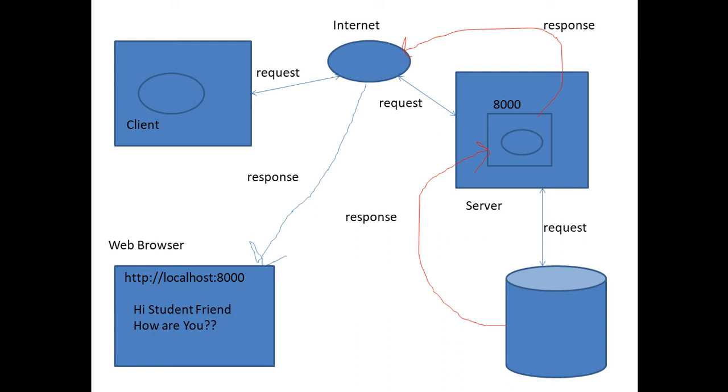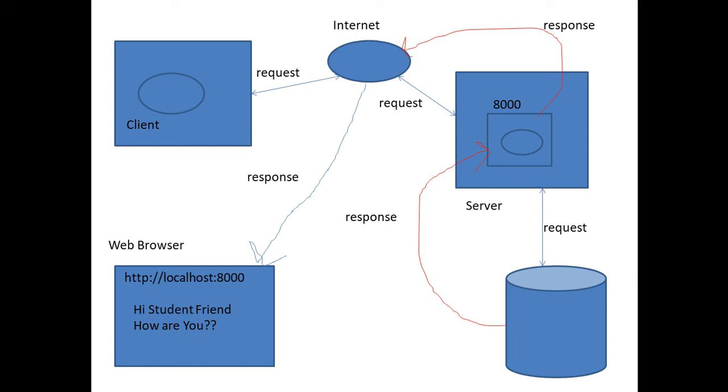Let's see this in the figure. This is the client. He wants to display in the browser, "Hi student, how are you?" Then he will type localhost, the default Django port number, 8000. He will send the request to the internet. You will later know what we mean by localhost colon 8000. In a further video I will explain.